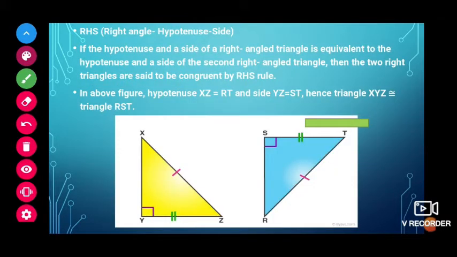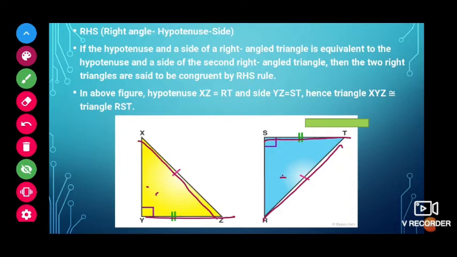Next one, RHS. It's a right angle triangle. Whenever we take right angle triangles, children, if both are right angle triangles, there is no need to check one angle. Already one angle is equal. That time, if the hypotenuse and one side are equal, then we can say that the two triangles are equal, whatever the dimensions. In a right angle triangle, if the hypotenuse and one side are equal, then the two triangles are equal. These are the different criteria which we will use, children.